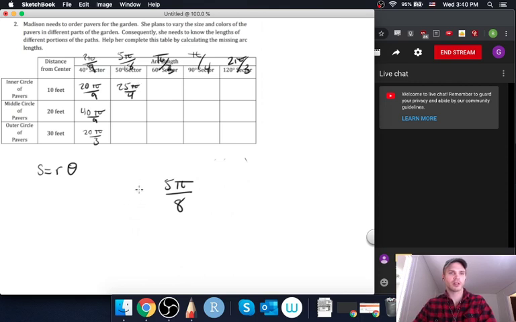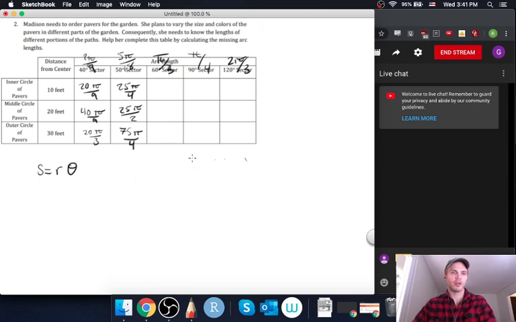So that's going to be 10 times 5 pi over 8. We can cancel like this. 5 times 5 is 25. Then we got to do 20. We can get a 4 out of here, we can get a 4 out of here. This is 25 pi over 2. And lastly, we've got 30 times 5 pi over 8. So we can cancel 2 out of here. So this is 4, this is 15. And so this is 50 plus 25 is 75 pi over 4.